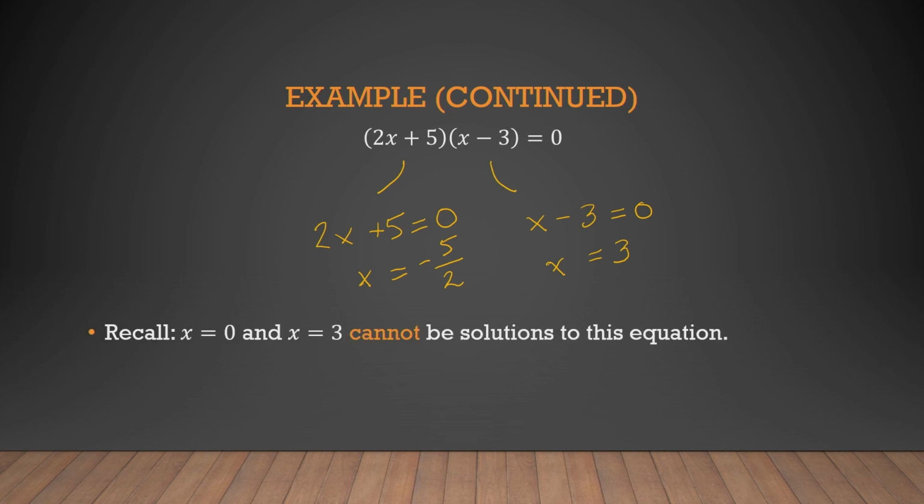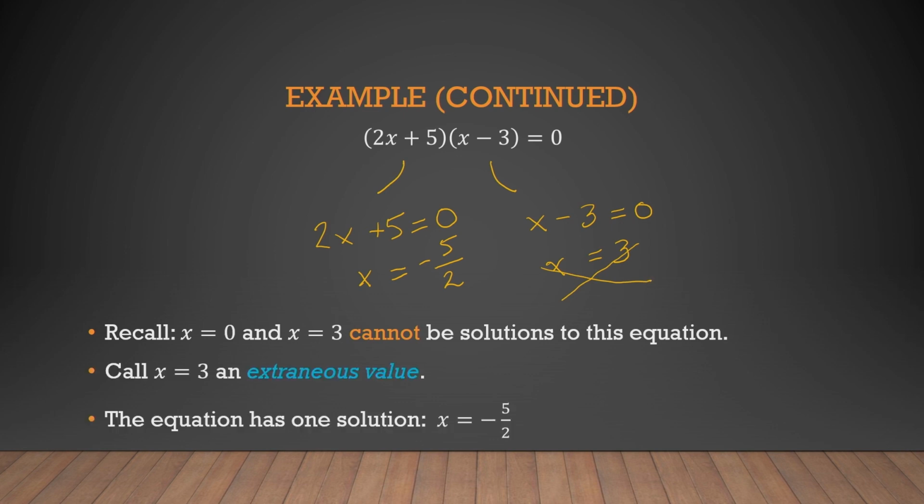But remember what we noticed earlier, that x equals 0 and x equals 3 cannot be solutions to this equation. So I need to eliminate the x equals 3 that I got. We call x equals 3 an extraneous value in this situation, and then the equation has only the one solution, x equals -5/2.